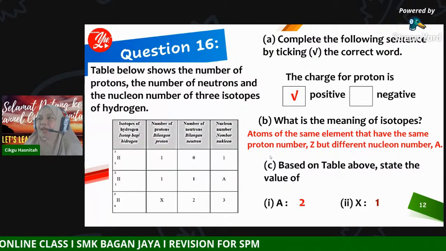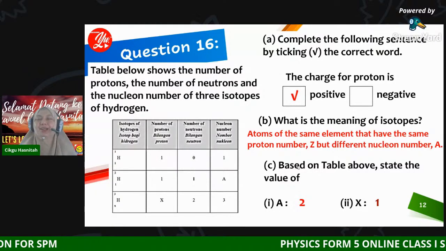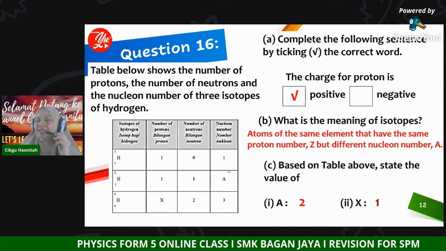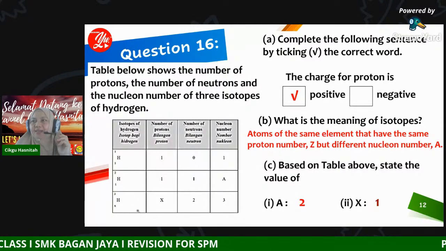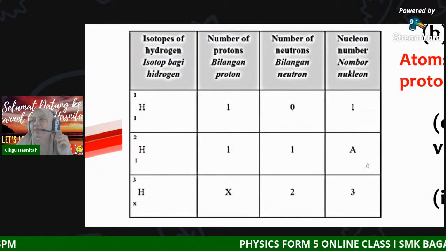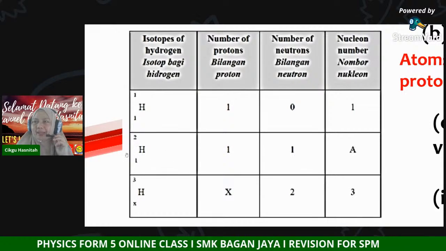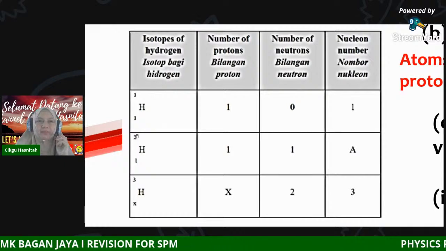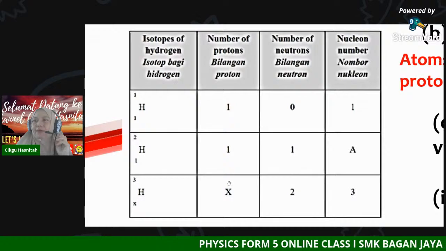Alright. Okay, now C, question C. Oh, the answer has appeared already. Never mind. Okay, C1 and C2. State the value of A and X. Okay, so where is A? Where is X? Okay, A is here. For A, you have to write the nucleon number for the deuterium. Okay, so the nucleon number is given on top. Alright. While for X, you have to write the proton number for X.